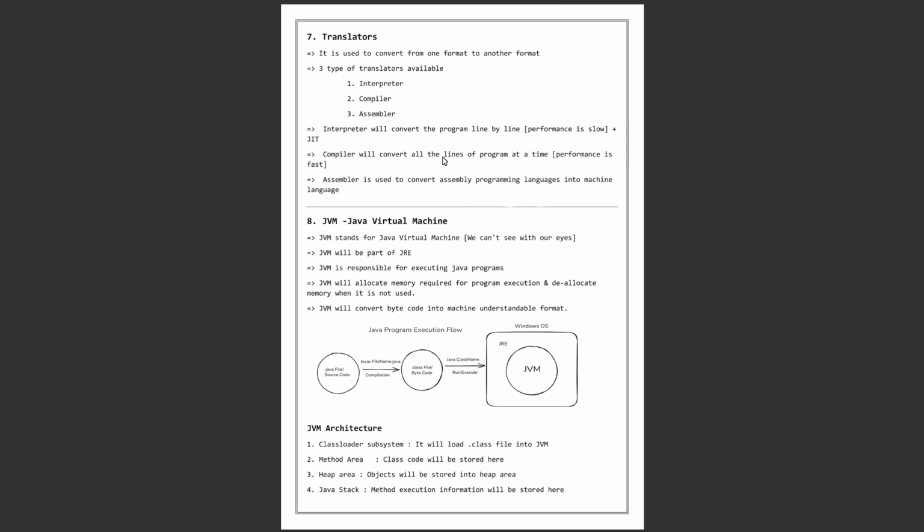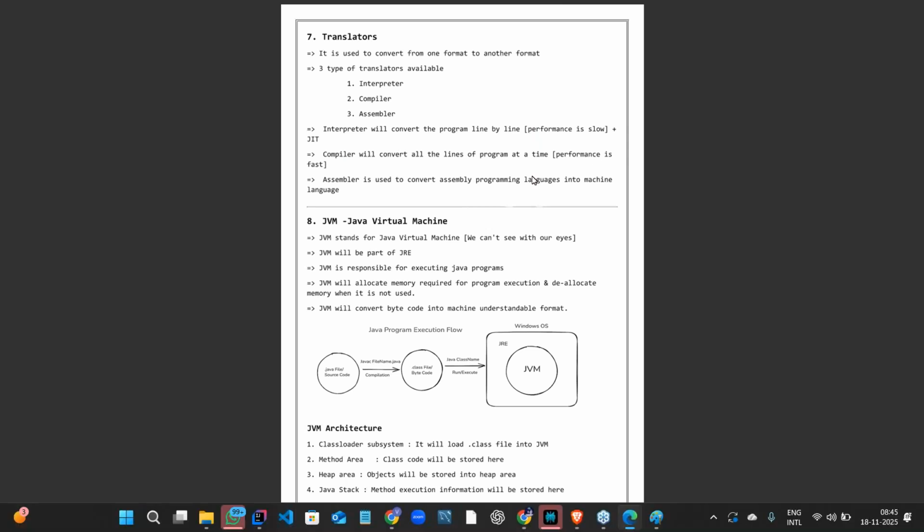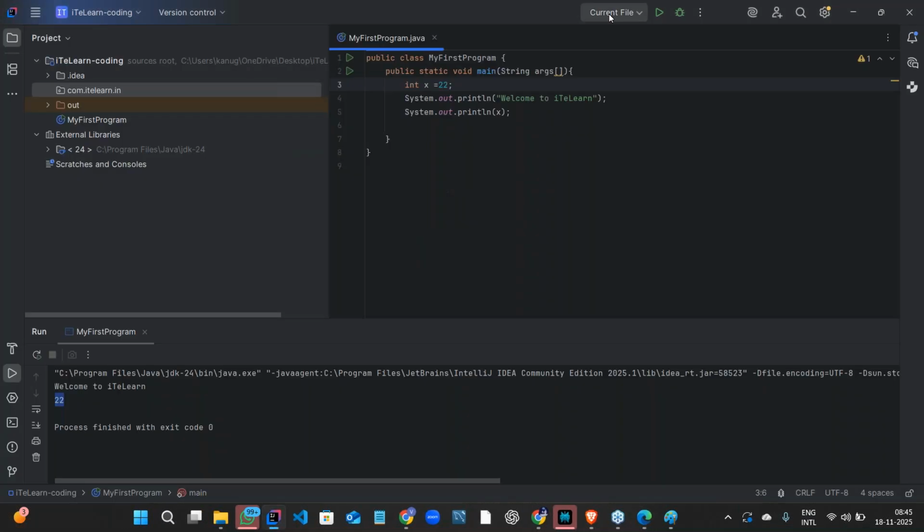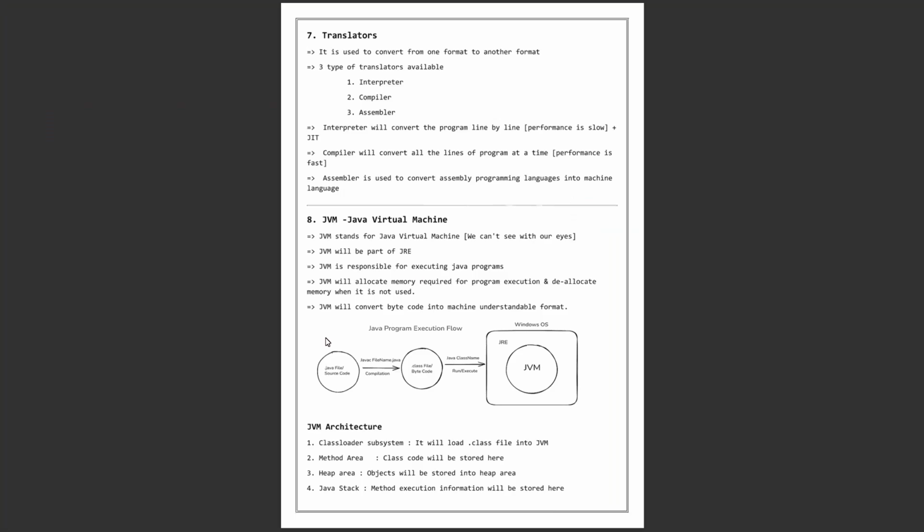Compiler will convert all the lines of the program, so the performance is fast. We are using a compiler in this course to see how fast it runs. Got it. Assembler is used to convert assembly programming language into machine language. Assembly language means human understandable programming language to computer level understandable language.